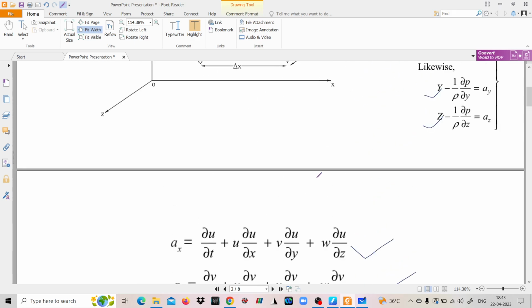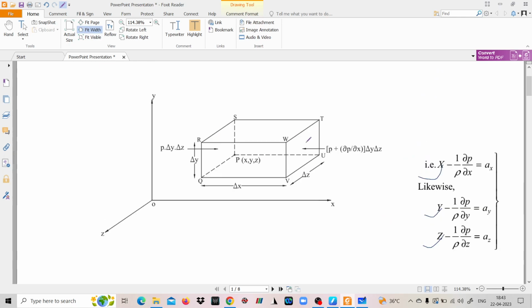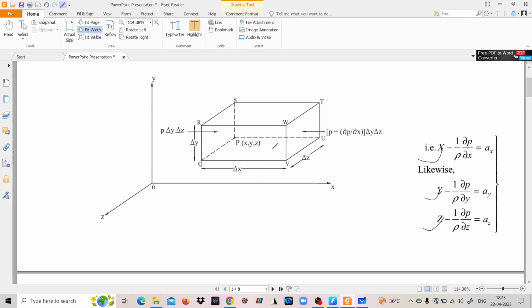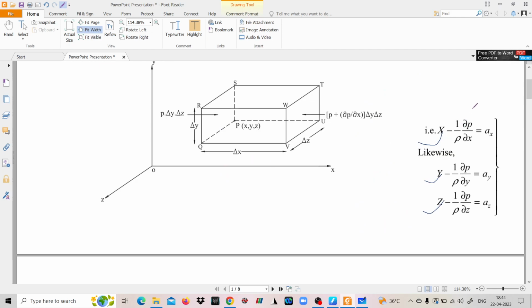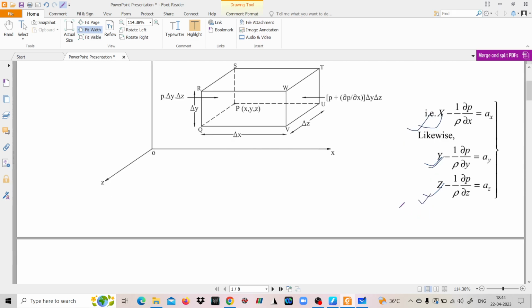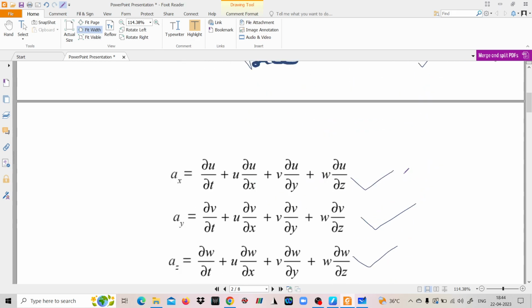Now, if we take the force balance for this control volume, taking into consideration only the gravitational force and the pressure force, then from this acceleration field, from the concept of force balance, you will be getting a relation like this.